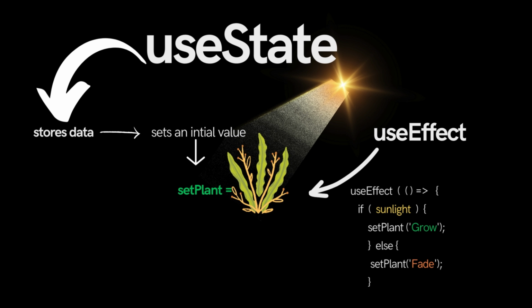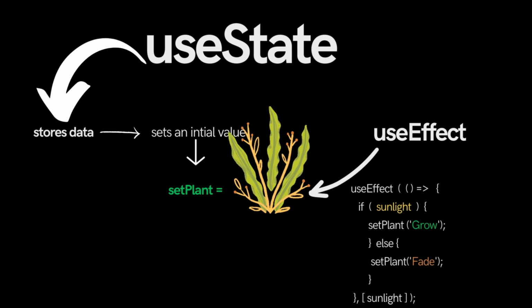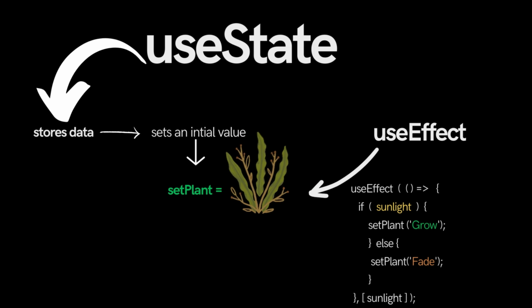So when the sun shines on the plant, it should grow. This is the effect we want to happen in our state. Yes, the plant grows, and let's take away the sunlight. We want the plant to fade away, and now it fades. Let me break this down in VS Code.